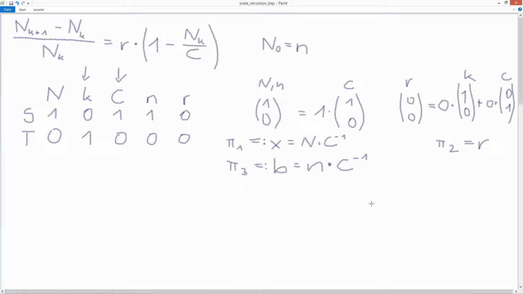Okay, let's scale the recursion using this new variable. So we want to know what x k plus 1 is. So this here is n times c to the power of minus 1. So c to the power of minus 1 times n k plus 1, which is just this here. And now we have to insert nk plus 1 here. So we need to know what nk plus 1 is. But nk plus 1 is simply this here.